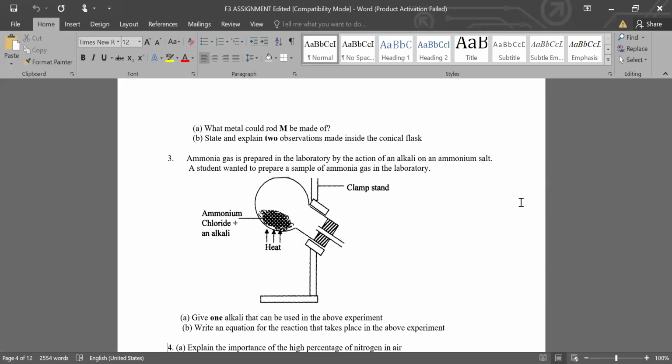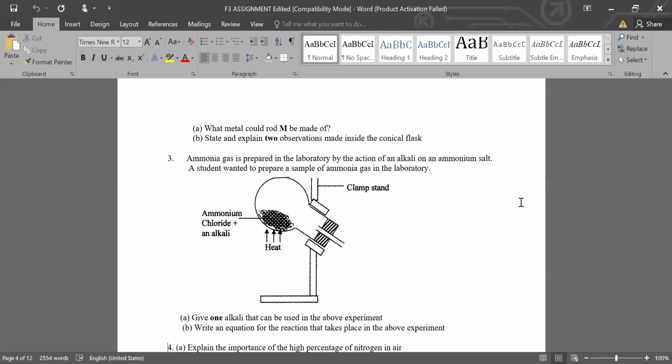The other observation is that the nitrogen(II) oxide that is formed will get oxidized to nitrogen(IV) oxide, and the observation will be brown fumes. So brown fumes is another observation.